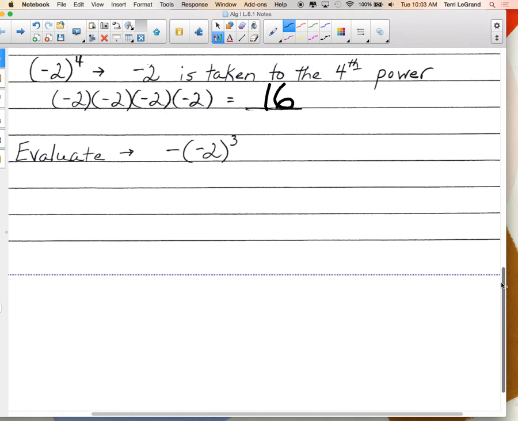No calculator. We're not using calculators except to explore. Take what we just talked about and put it to use.